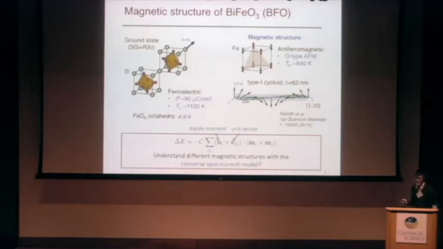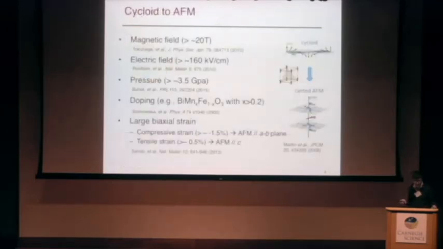So in this talk, the question I'm trying to discuss with you is: can we use this spin current model to understand different magnetic structures in BFO? First, let's see what magnetic structures have been observed in BFO. We already know the bulk BFO has a type 1 cycloid, but this cycloid can be destroyed in many ways.